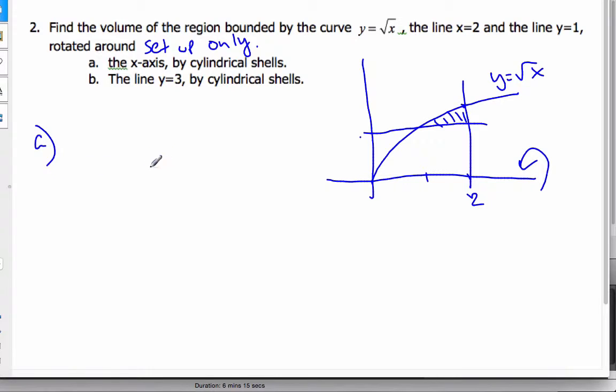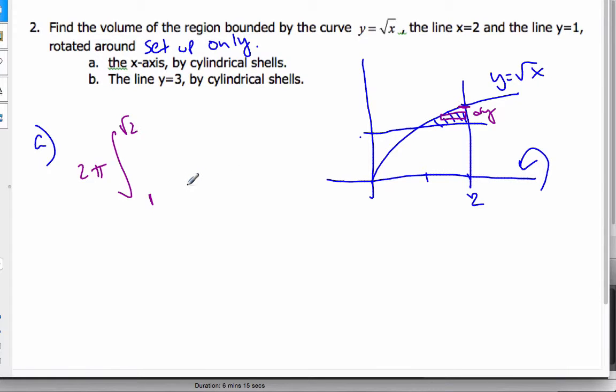So if I'm going to do it by cylindrical shells, I'm going to make my little rectangle parallel to my axis of rotation, which is the x-axis. I'm looking for this. So that means I am doing dy's. Cylindrical shells means 2 pi. Well, here is 1. The top value here is the square root of 2. That's the y value there.